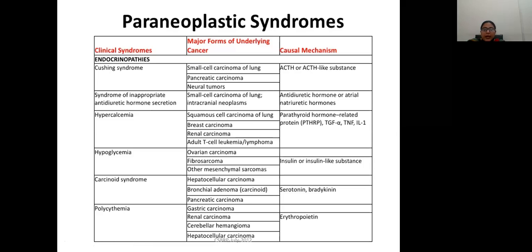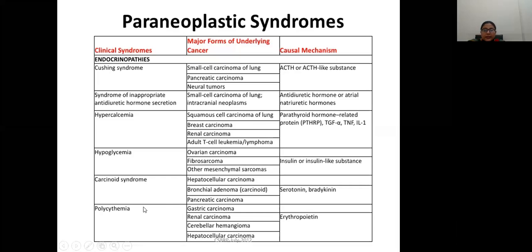Okay, then hypercalcemia. Hypercalcemia is basically caused by squamous cell carcinoma, breast carcinoma, renal carcinoma, and adult T-cell leukemia, and it is due to parathyroid hormone-related protein. Now, hypoglycemia is caused by ovarian carcinoma, fibrosarcoma, and other mesenchymal tumors, and it is due to insulin or insulin-like substance. Now, the carcinoid syndrome.